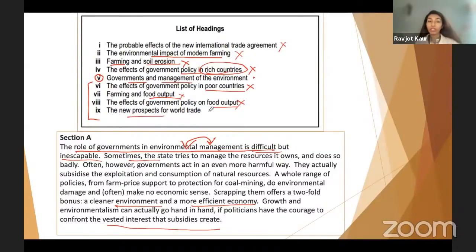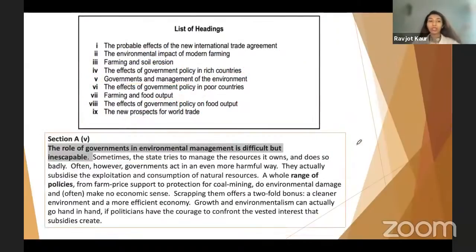The new prospects for world trade, nothing about the future. So the answer is fifth to this one. Okay, so that's the highlighted portion wherein you can get the answer, but we still read the whole paragraph to get the main idea. This is the way you're going to pursue this particular question. Okay. A huge clap to each one of you because you gave the right answer. Let's see how you do the next paragraphs.